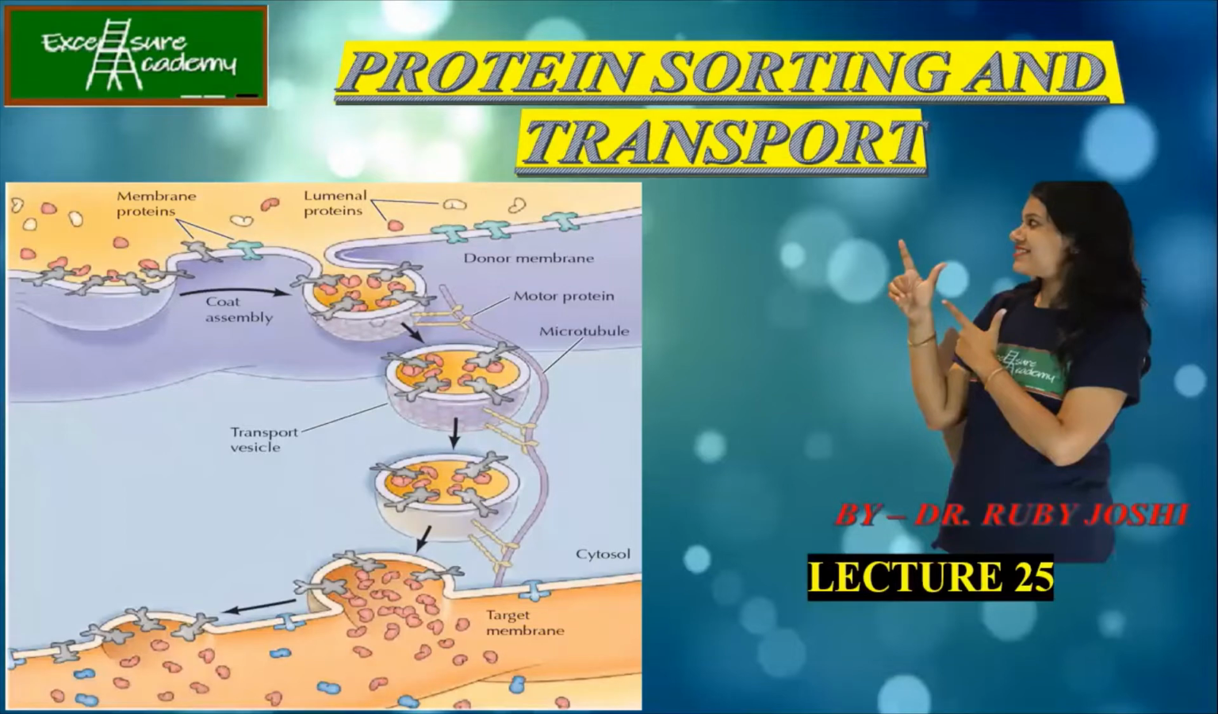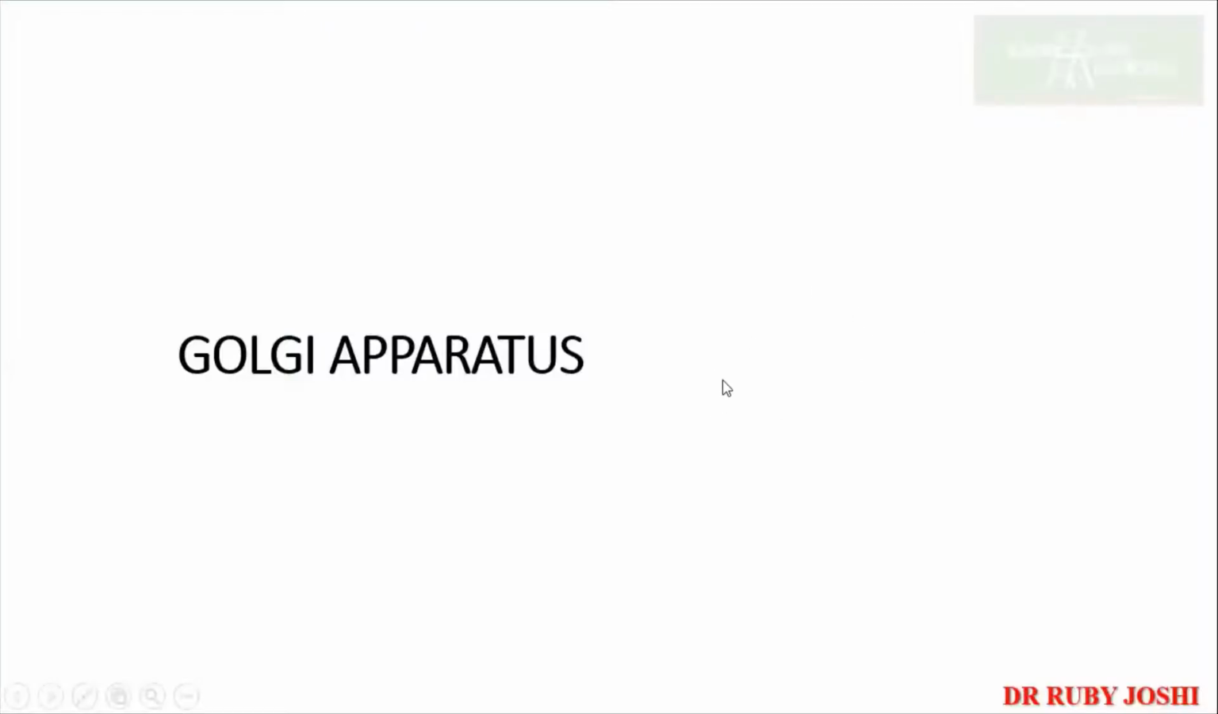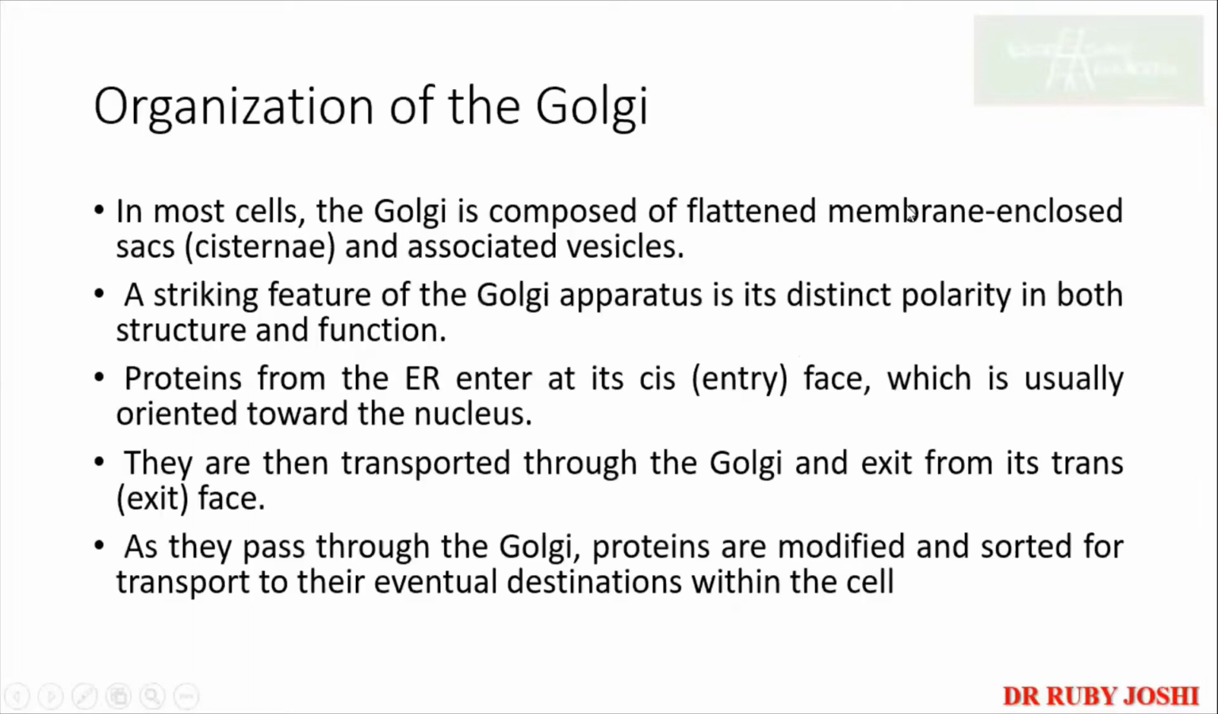So as part of protein sorting and transport, we were discussing how proteins are transported from the ER once they get incorporated into it, right? So now in today's topic, we'll be discussing the Golgi apparatus. We know that from the ER, the proteins are then sent to the Golgi apparatus for further modification.